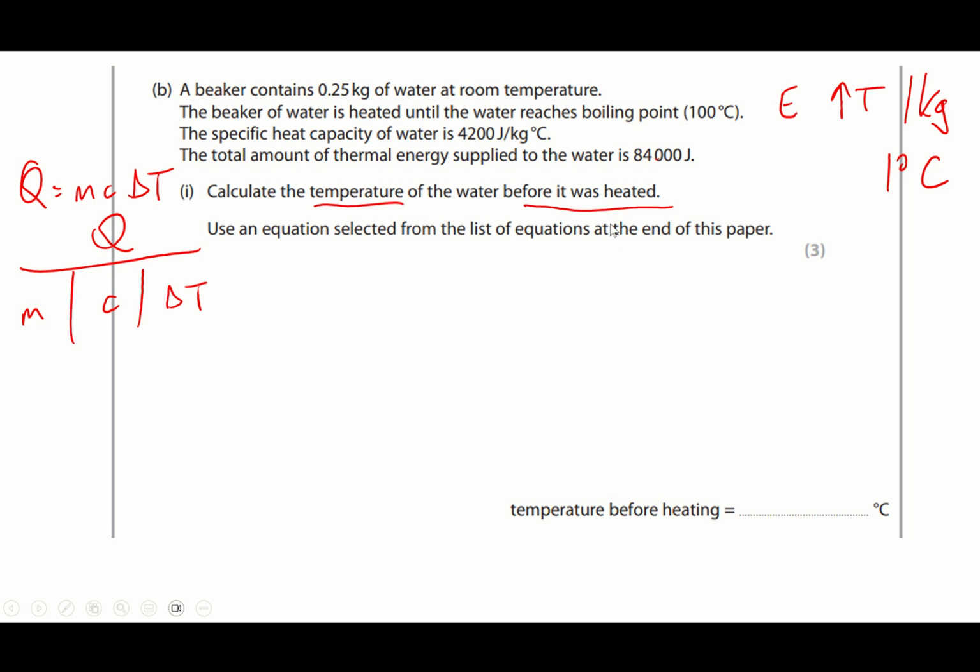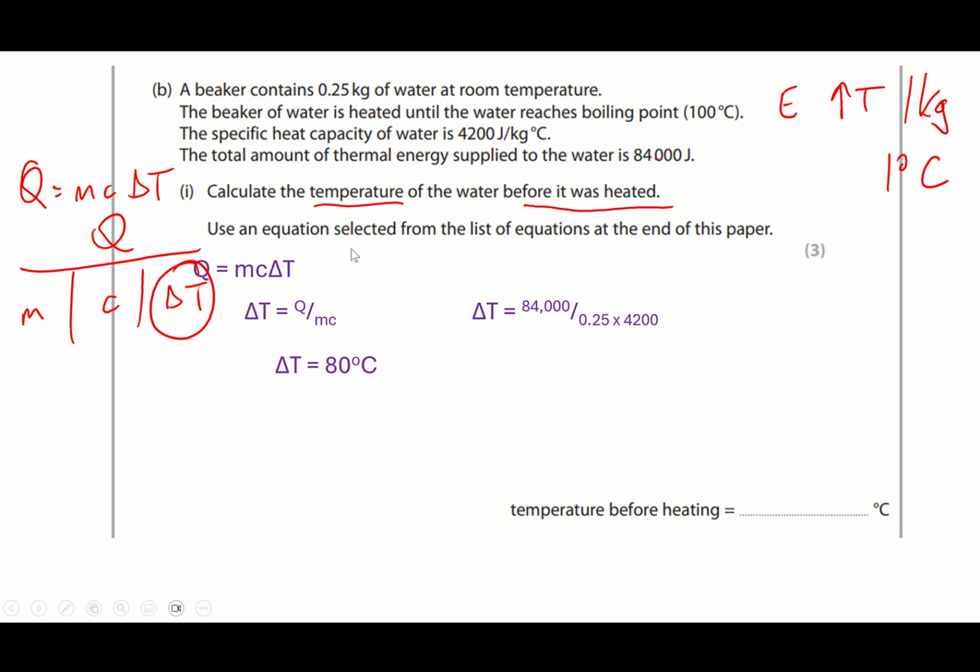So I want delta T. And we can see if I want delta T, I've Q divided by m times c. So Q equals mc delta T, rearrange it. Delta T equals Q over m times c. Pull the 84,000, there's my thermal energy, 84,000, divided by m, 0.25. I didn't need to change it because the kilograms speak to each other. And the specific heat capacity, 4,200. Put that into a calculator. I get the temperature change is 80 degrees.